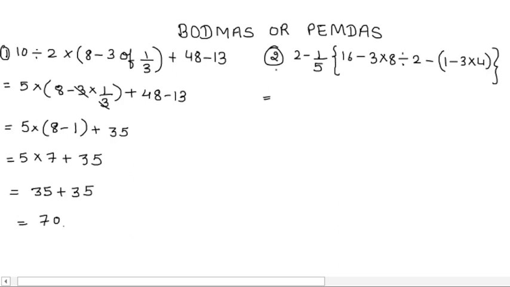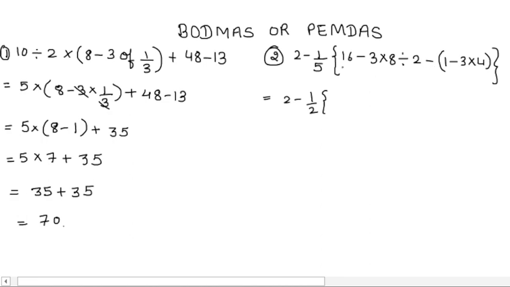Here again we use BODMAS or PEMDAS. So I have 2 minus 1 by 5. Now 1 by 5 is multiplying with this bracket. We have expressions here and then a small bracket. So the order in which they are solved is, we have to solve the small bracket first. But if you see, this small bracket is separated from this term with a negative sign.